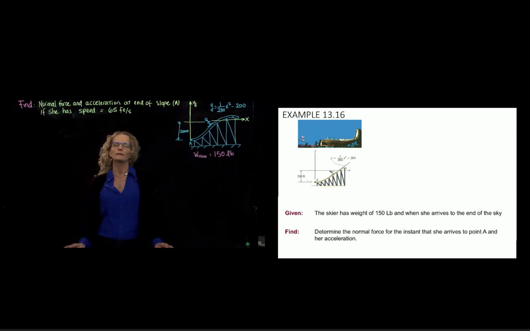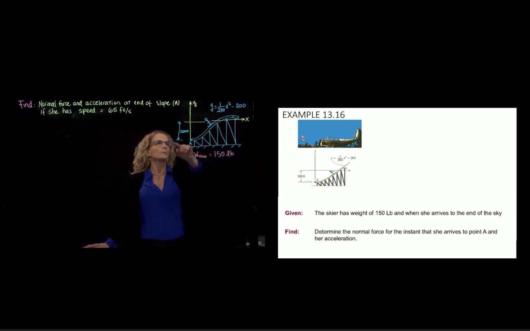This is example number 16 of chapter 13. So we are here working with the analysis of kinetics relating force and acceleration. We have a skier going down a slope, and whoever designed the slope gave it the shape of a parabola, with the function y equals 1 over 200 x squared minus 200.